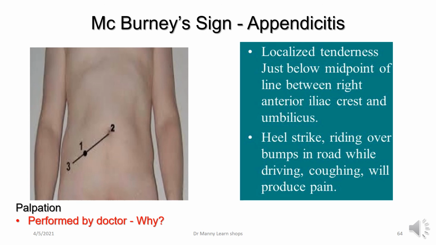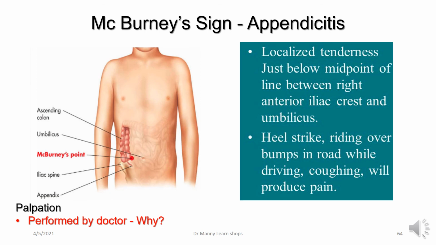McBurney's sign is also another point which could indicate appendicitis. And this is local tenderness which is experienced. Have a look, umbilicus and the anterior iliac crest. The anterior iliac crest 3, the umbilicus 2, McBurney's point in between 1. And this is localized tenderness which indicates that the patient could have appendicitis.